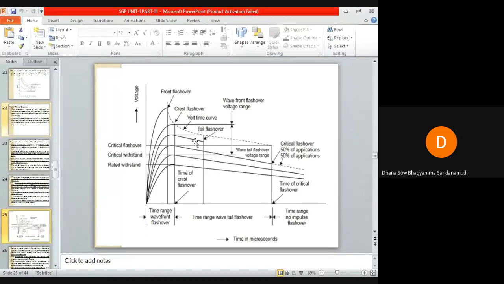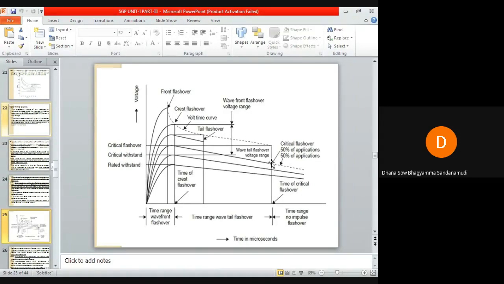Okay, and further, if I reduce the voltage, and the flashover occurs in the tail side of the wave at 50% of the application, at 50% of the peak value, and it fails to flash over in the remaining 50% of the application or in the tail value. So in the tail region, at 50% of the application, if flashover occurs.